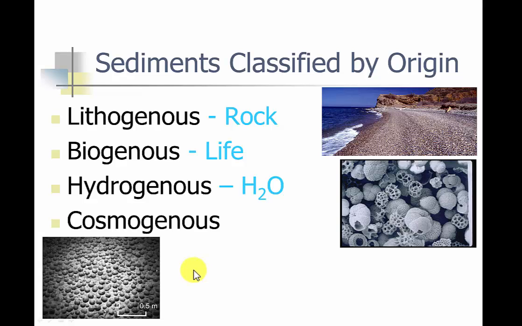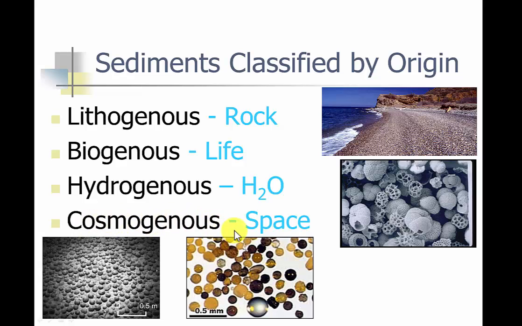And then you have cosmogenous, which means it comes from space. This is the least populous, and usually you're not going to find a cosmogenous sediment. You'll just find cosmogenous material mixed in. And like I said before, these 4 tend to make up every sediment on the ocean floor, but there are areas where it's primarily lithogenous or primarily biogenous or hydrogenous. There really are no areas where it is cosmogenous. Tends to just be mixed in.